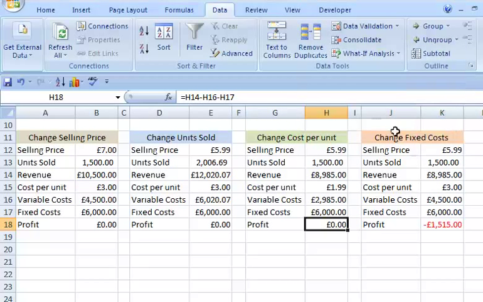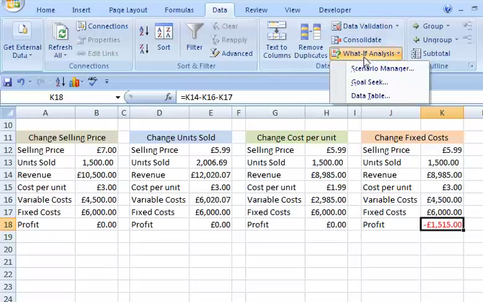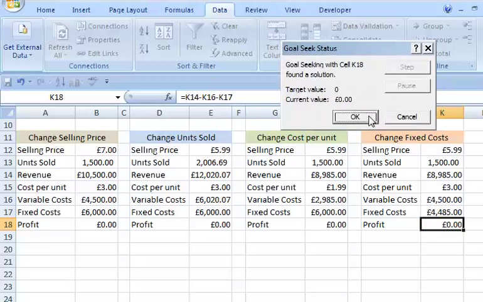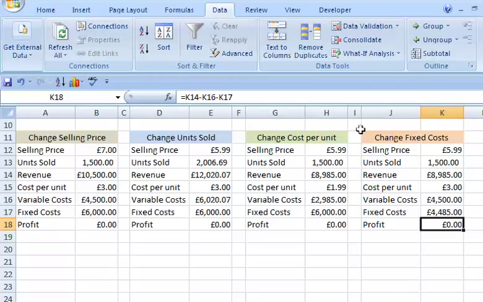Okay? And finally, changing the fixed costs. The what if analysis, the Goal Seek, K18 to 0, and this time we're going to look at if we can change our fixed costs and how much by. And the reality is we need to reduce our fixed costs to £4,485.